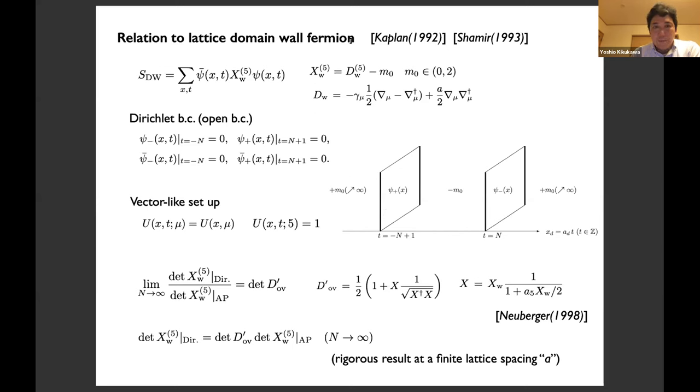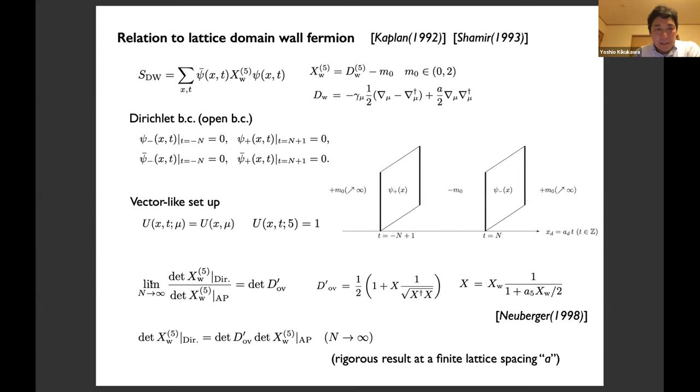To define such a domain wall fermion in a finite interval, we usually impose a Dirichlet boundary condition just outside of this region, or we just impose the open boundary condition. And in the vector-like setup, we consider the five-dimensional link field which is uniform in the fifth direction, which means that the same four-dimensional link field couples to this chiral mode and the other chiral mode. Since chirality plus and minus are coupled to the same gauge field, we call this setup vector-like.